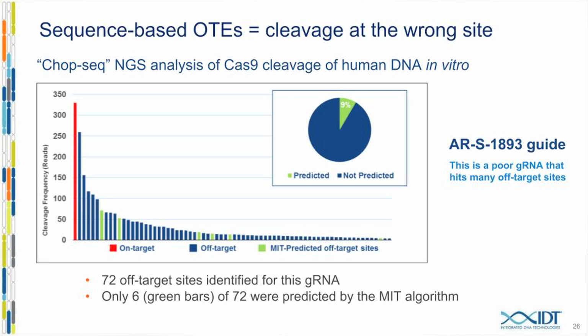Here's an example. This is a site in the androgen receptor gene. It looked fine to bioinformatics, but there's the on-target, 72 off-target sites, of which that fraction was predicted. Now, that's what's happening. You're getting cutting that's occurring, then you don't know where it's happening, and it's happening.